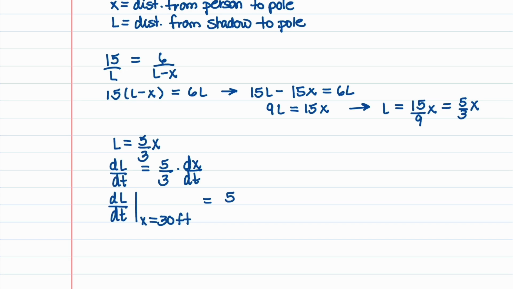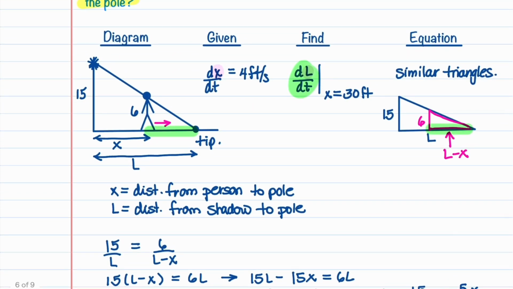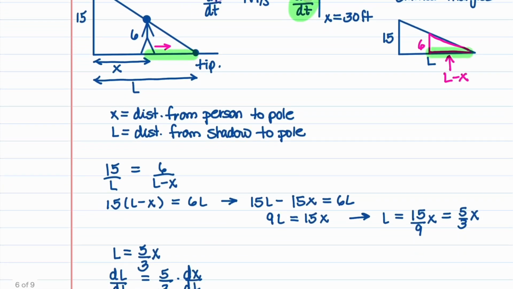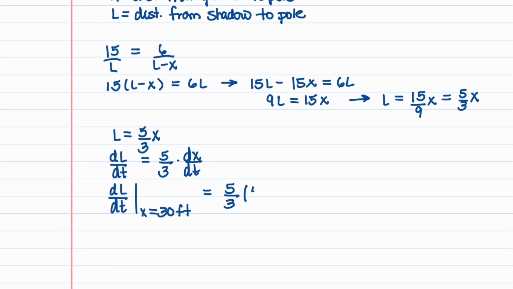So this is 5 over 3. Going back up once more, dx/dt is 4 feet per second. So this gives us an answer of 20 over 3 feet per second. So we can now say that the tip of the person's shadow is moving at a rate of 20 divided by 3 feet per second.